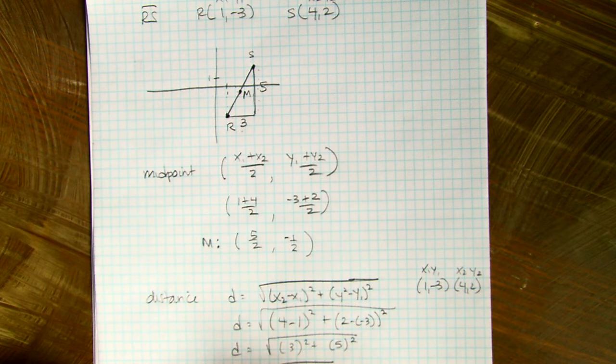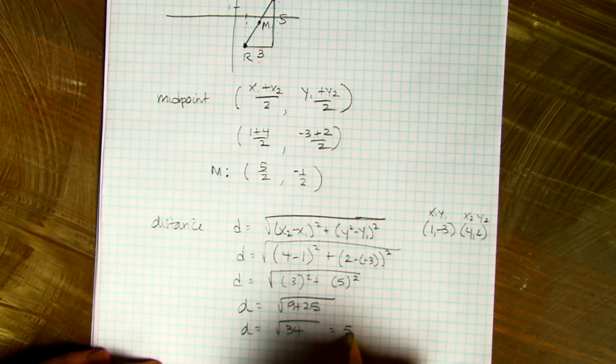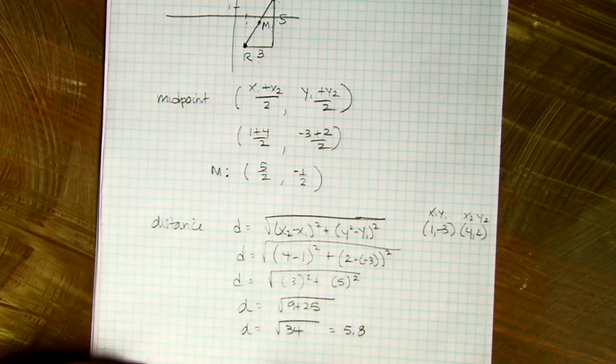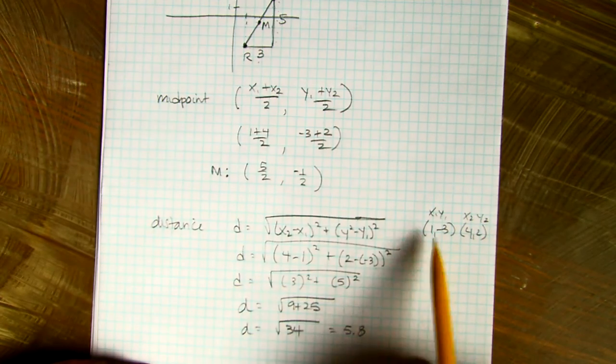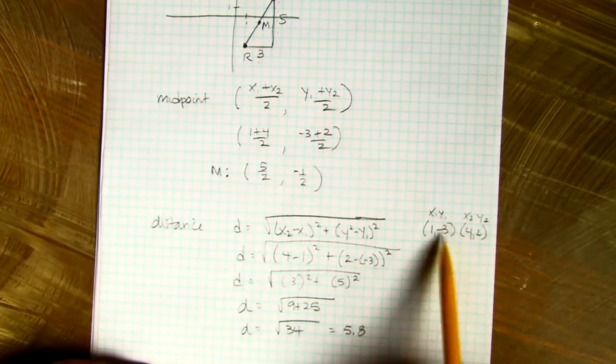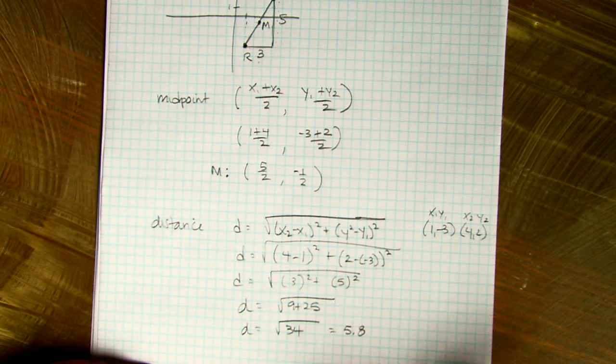So d is the square root of 9 plus 25. So d is the square root of 34. Can't simplify that. I can take the square root of that. If they ask me to do it to the nearest tenth, I get 5.8. So I have a little pet peeve about the distance formula. It's just the Pythagorean theorem, which most of us know. But it's nice to get used to using coordinates and plugging them into templates to find distance and midpoints.